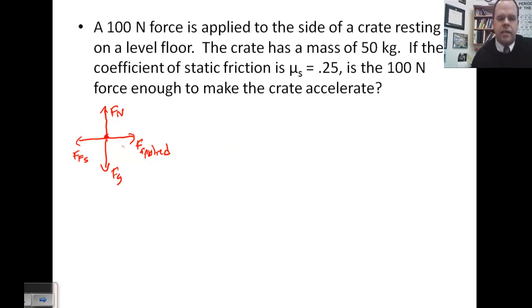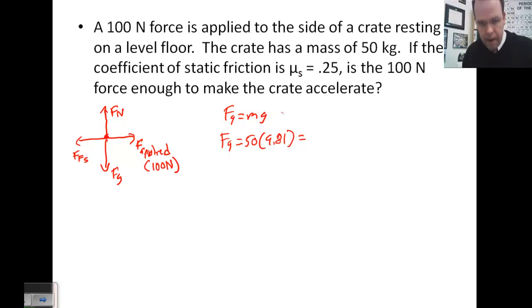If the force friction static is different than the force applied, the object will accelerate. We know the normal and gravity will be the same. So we need to figure out what the force friction static is, because we know that this will be 100 newtons. We do not have the value of any of these other forces. So force of gravity equals mass times acceleration due to gravity. Force of gravity equals 50 times 9.81. This comes out to 490.5. So this force has to be 490.5. This force has to be 490.5.